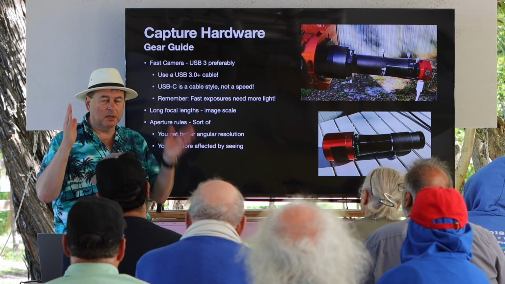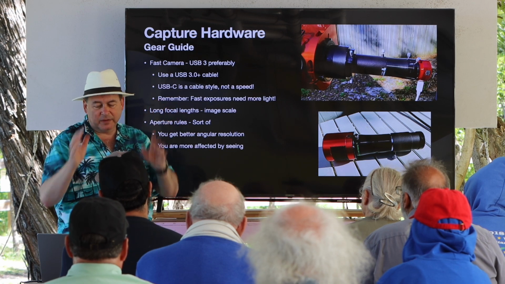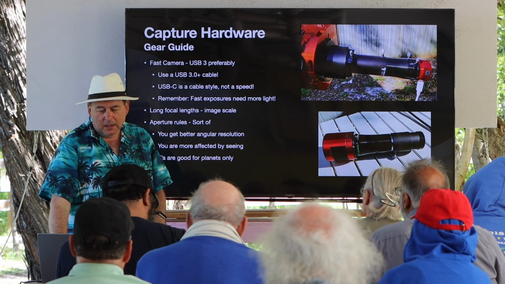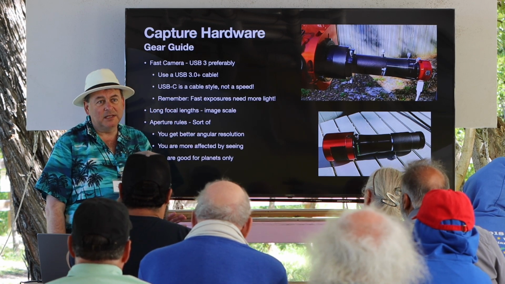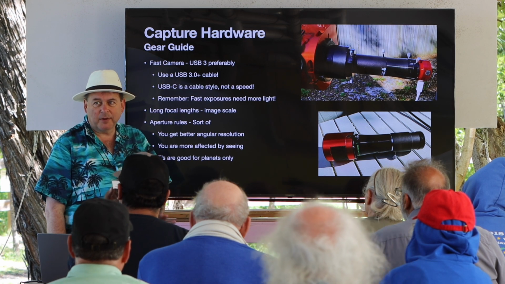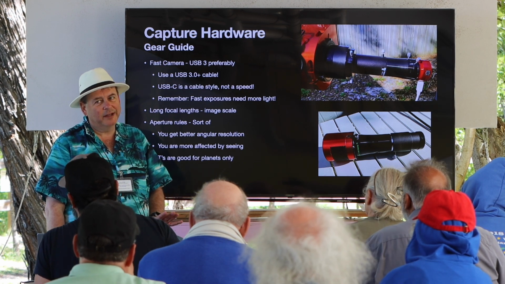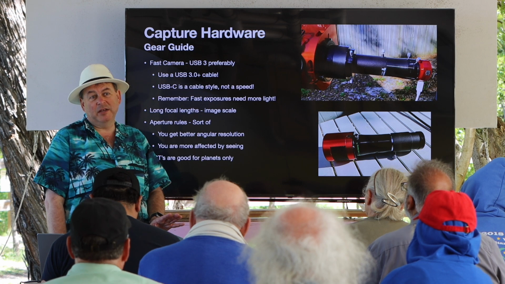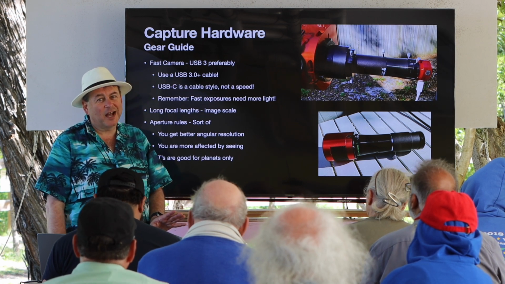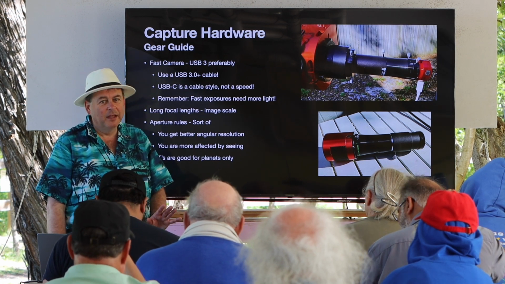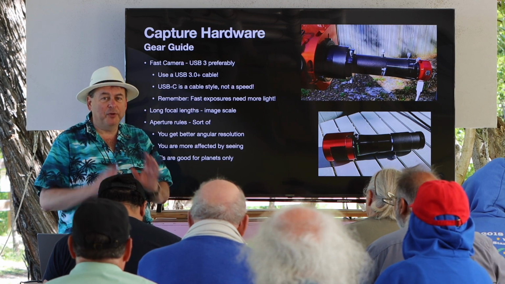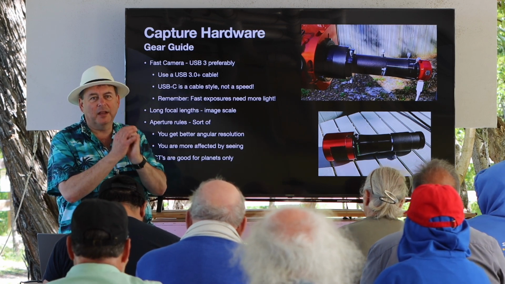All right, so we want better angular resolution, and you need to remember you are more affected by seeing, because the more your image scale is, the more things are going to be wiggling around. So gear-wise, SCTs are really good for planets. Again, this is just my opinion. I also like vanilla better than chocolate, so take it for what it's worth. But a pure SCT is corrected right in the middle of the field.